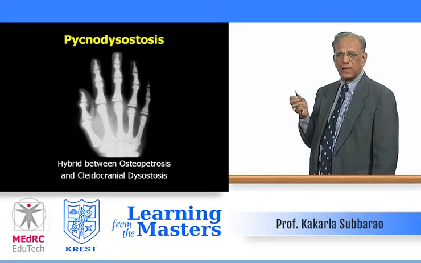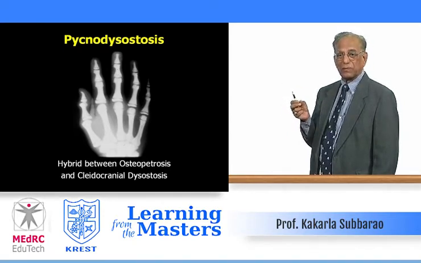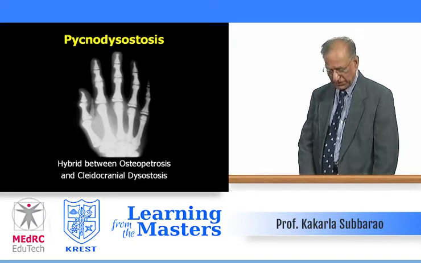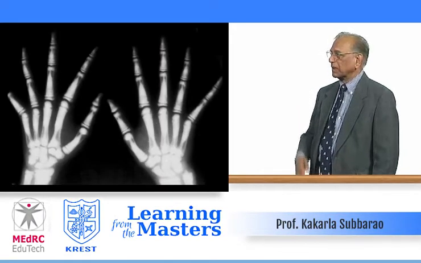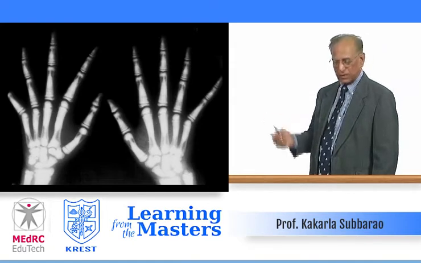Second, there is acro-osteolysis. Look at the distal phalanges. They are tapering. Sometimes they may even disappear. That's one of the major differences between osteopetrosis and pycnodysostosis. Also look at this hand. Again, here also you can see a bone in a bone appearance.